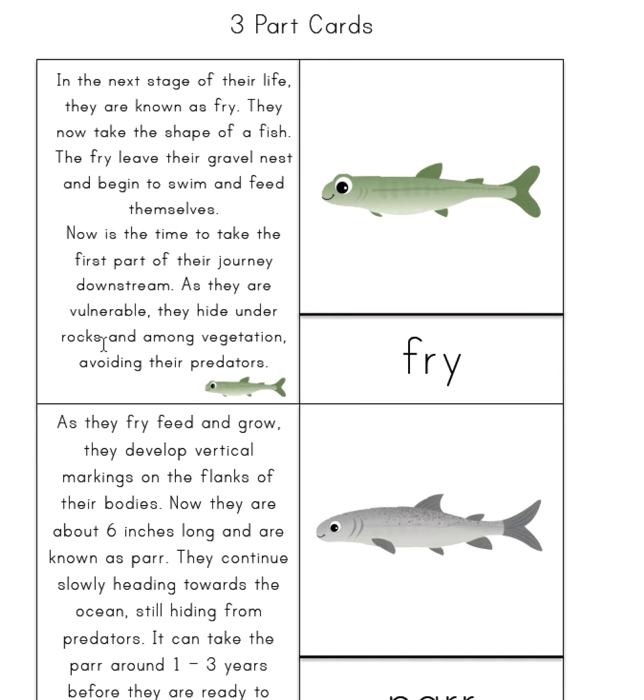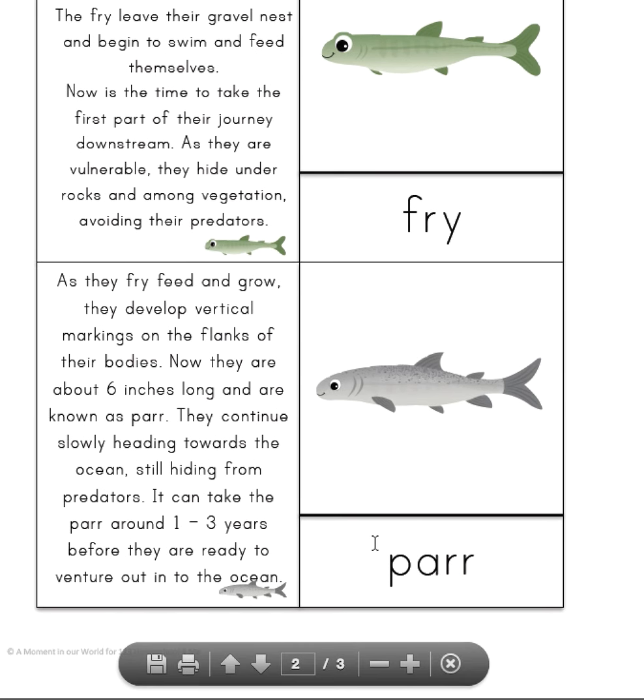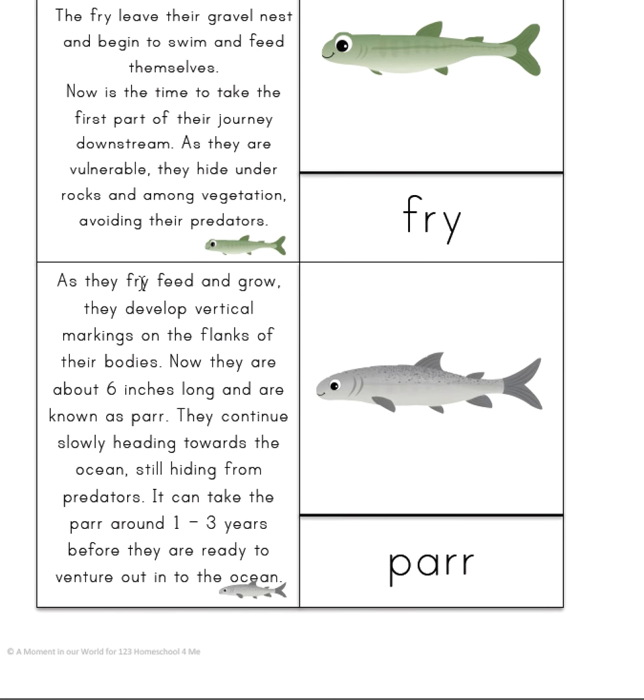They hide under rocks and among vegetation. That means in the plants, avoiding their predators. And from the stage of fry, they move into the parr stage or the fingerling stage. As the fry feed and grow, they develop vertical markings on the flanks of their bodies.